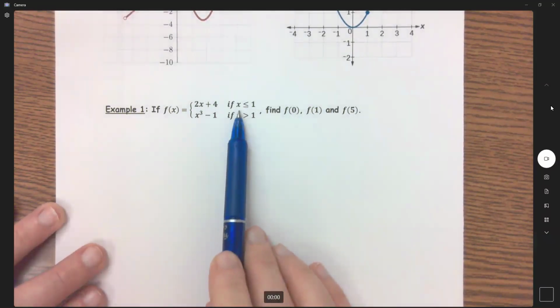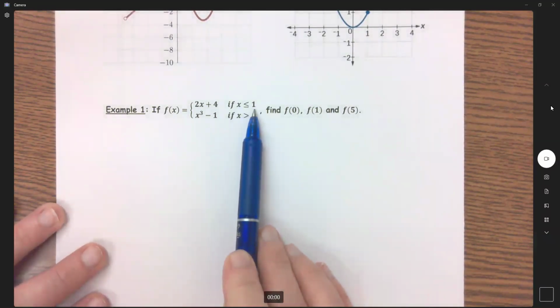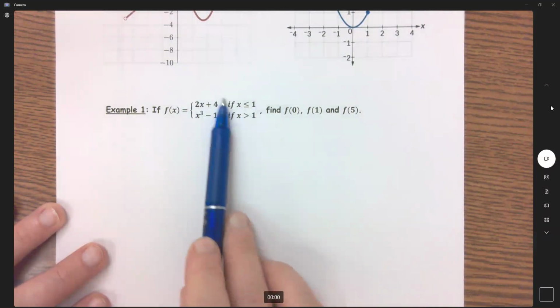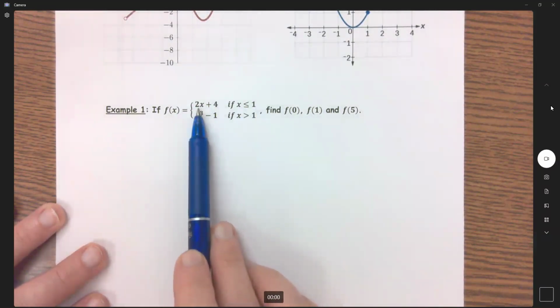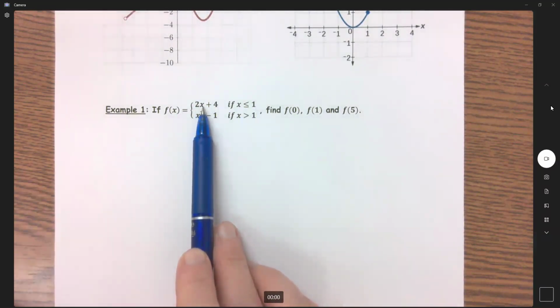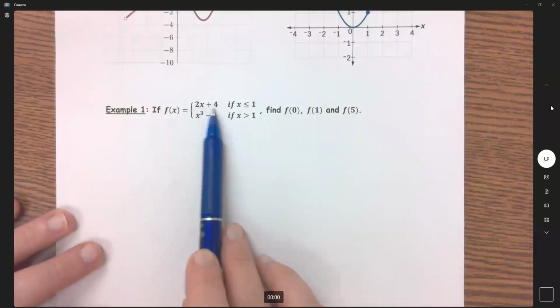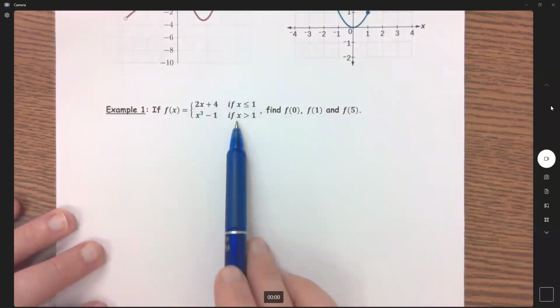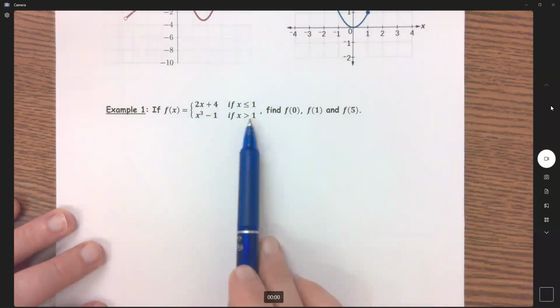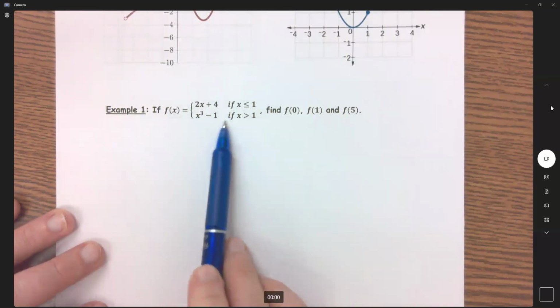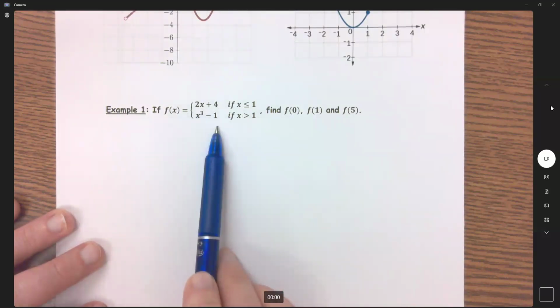So when x is less than or equal to 1, we are going to use this linear function here. I know this is a linear function because we just have an x. You have no x squared, x cubed, x to the 4th. So we have a linear function. If x is greater than 1, then we will use this cubic function right here.